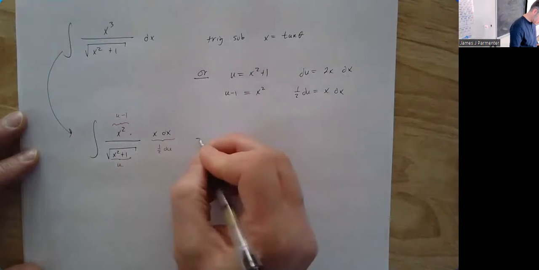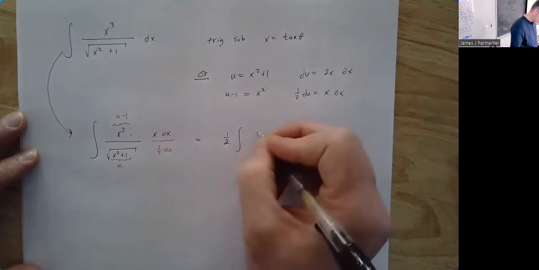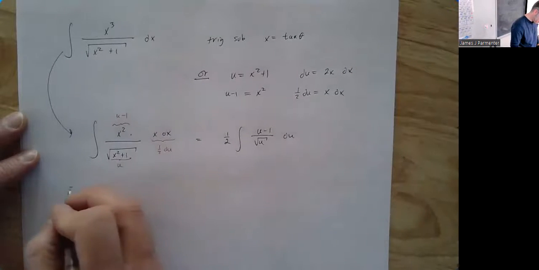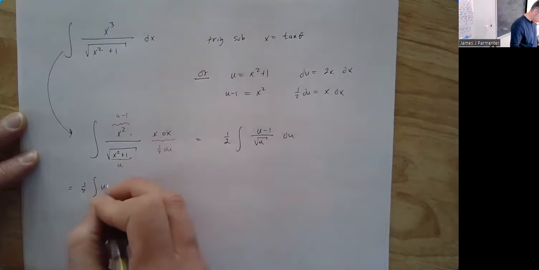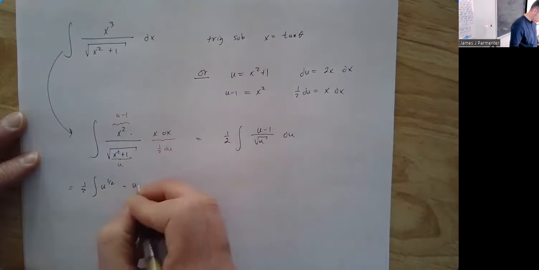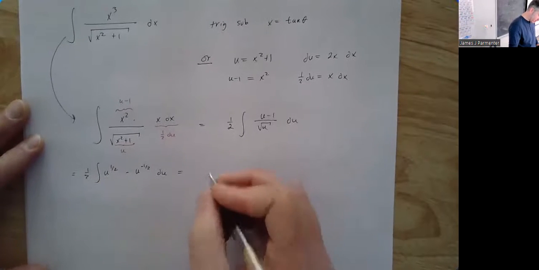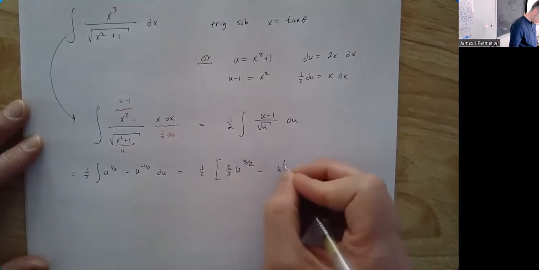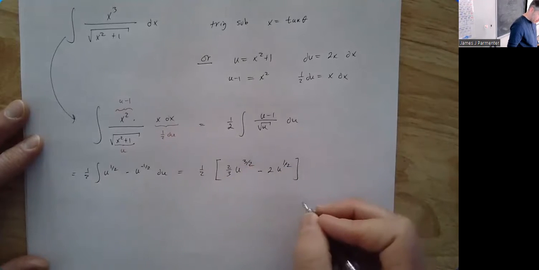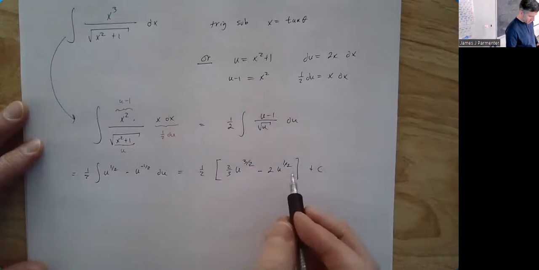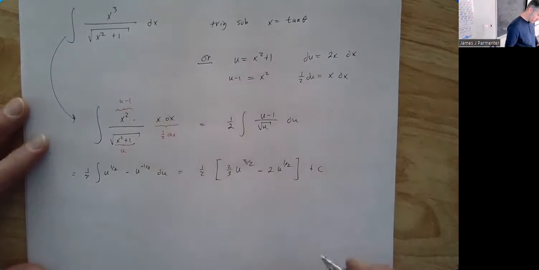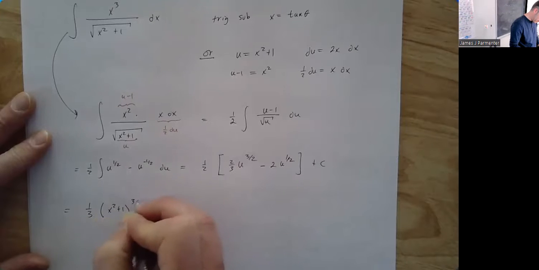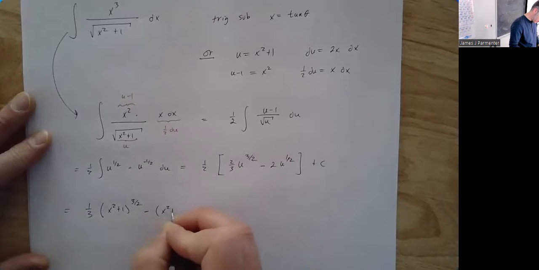So writing this out, I've got a 1/2 that's going to come out in front. I've got a u minus 1 on top and a square root of u on the bottom. I can simplify that. u divided by the square root of u is the square root of u. 1 divided by the square root of u is u to the negative 1/2. And then we can anti-differentiate and get 1/2 times u to the 3/2 times 2/3 minus u to the 1/2 times 2, plus c. And then we can distribute the 1/2 and also plug back in u equal to x squared plus 1. So distributing the 1/2, we get 1/3 times x squared plus 1 to the 3/2 minus 1 times x squared plus 1 to the 1/2.